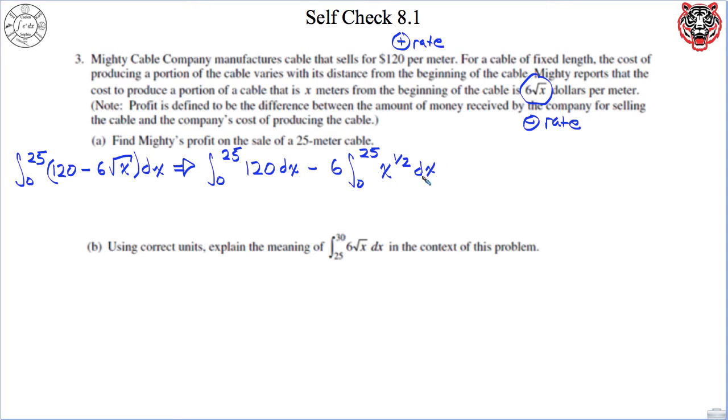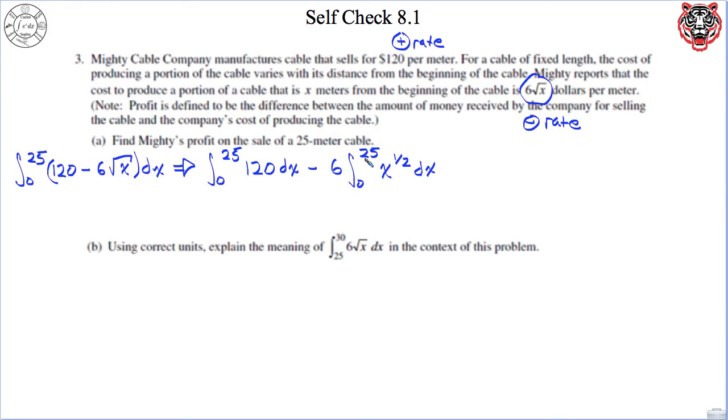Wait a minute. So it used to be 6 square root of x. I pulled out the 6. You can pull out constants. You're allowed to do that. So you basically distribute, kind of. Yeah, I distributed the integral. I separated it into 2 integrals. And then you subtract. Okay. So how'd you get x to the 1/2? Square root of x is x to the 1/2. Oh, okay. Yeah, good question. It's sometimes hard to see at first.